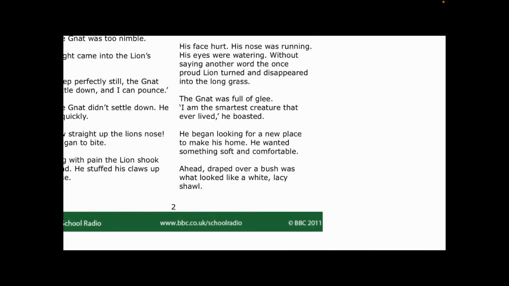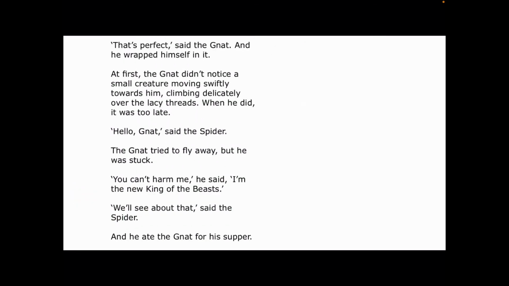His face hurt, his nose was running, his eyes were watering. Without saying another word, the once proud lion turned and disappeared into the long grass. The gnat was full of glee. "I am the smartest creature that ever lived," he boasted. He began looking for a new place to make his home. He wanted something soft and comfortable. Ahead, draped over a bush, was what looked like a white lacy shawl. "That's perfect," said the gnat, and he wrapped himself in it.